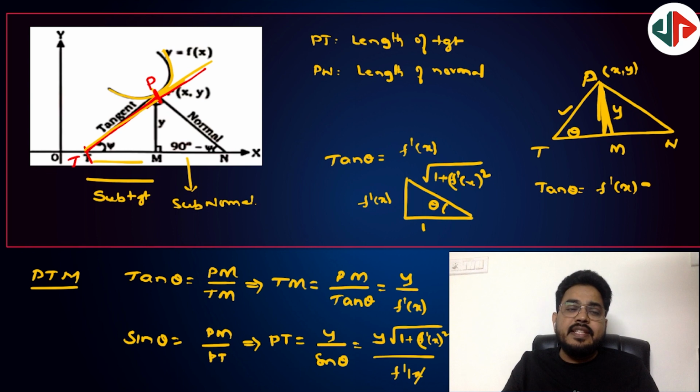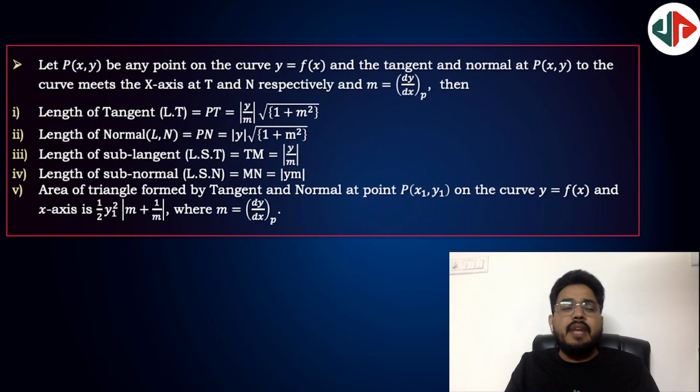Similarly, you can find this is theta, this is 90 minus theta. So with the help of that, you will be getting these key points. Please make a note of these key points.